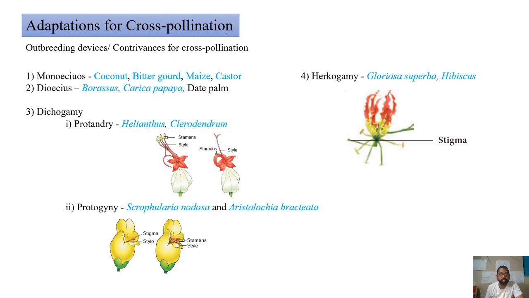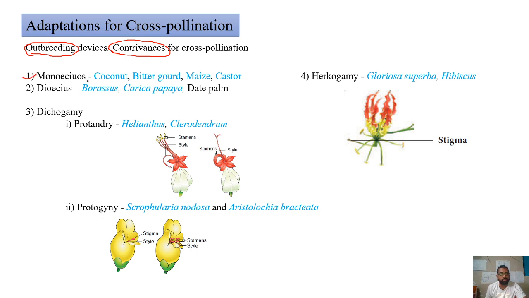Now coming to the adaptations for cross pollination, there are so many important adaptations here. These cross pollination adaptations are also called outbreeding devices because cross pollination is also called outbreeding. Contrivances means again adaptations only. So, contrivances for cross pollination.